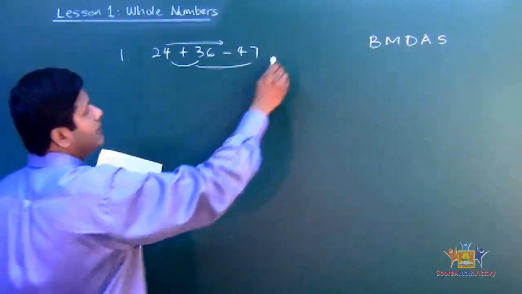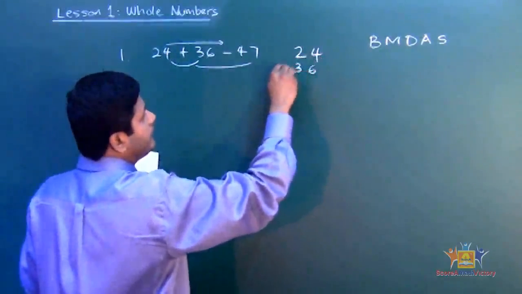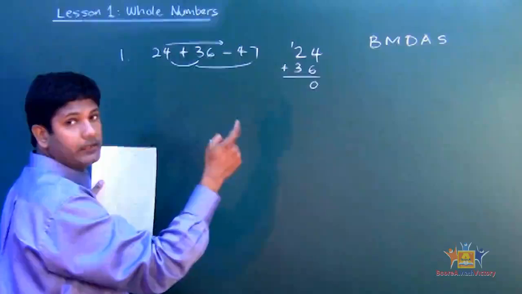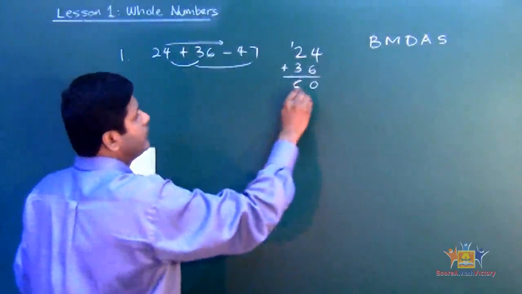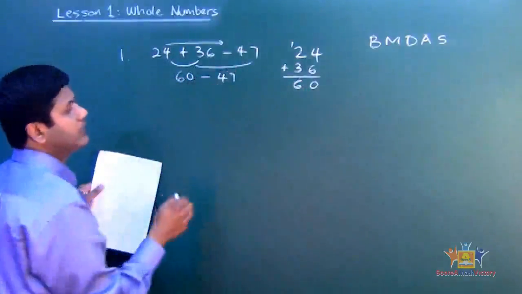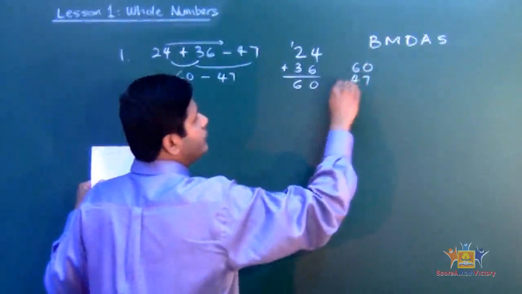Okay, so let's add them. Line them up: 24 plus 36. 4 plus 6 is 10, 0 carry 1, 1 plus 2 is 3, 3 plus 3 is 6. So you got 60, okay? Now we're going to subtract that with 47. So you take the 60 and line it up with 47 and then you subtract them.